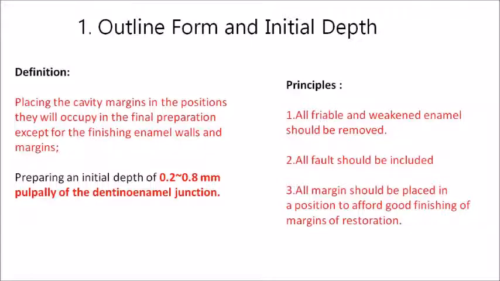Now this covers the principles of 3 things, okay, 3 principles have been noted. First one is all friable and weakened enamel should be removed. Second one is all fault should be included, and third one is all margin should be placed in positions to afford good finishing of the margins of the restoration. Okay, so these are the 3 principles to follow for the outline form and initial depth preparation.